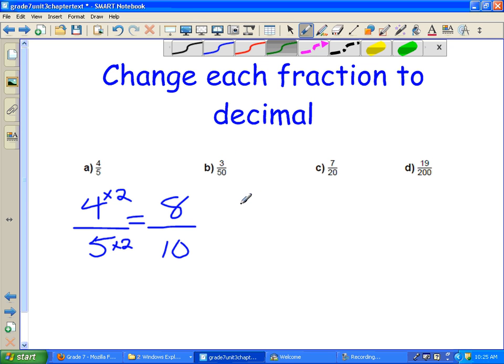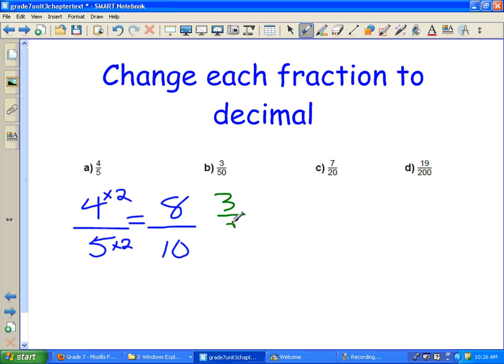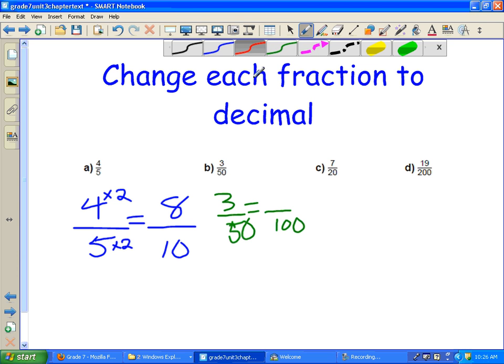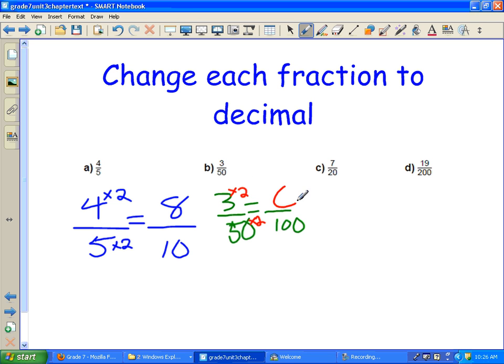Okay. Again, if we could make it become 10, 100, or 1,000 on the bottom, it would be real easy. And of course, we can make 3 over 50 become something over 100 real easy. What do you have to multiply 50 by to make it become 100? And that's real easy. Just double it. So times it by 2. Times the top by 2. So we have 2 times 50 is 100. 2 times 3 is 6. So now we have 6 over 100.